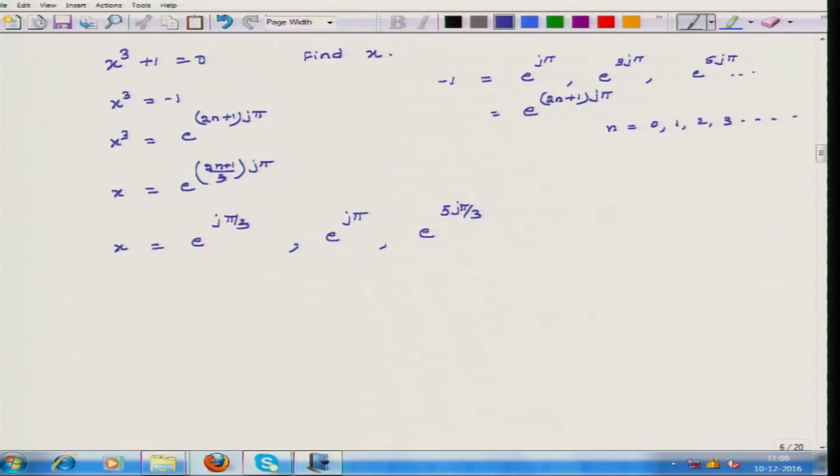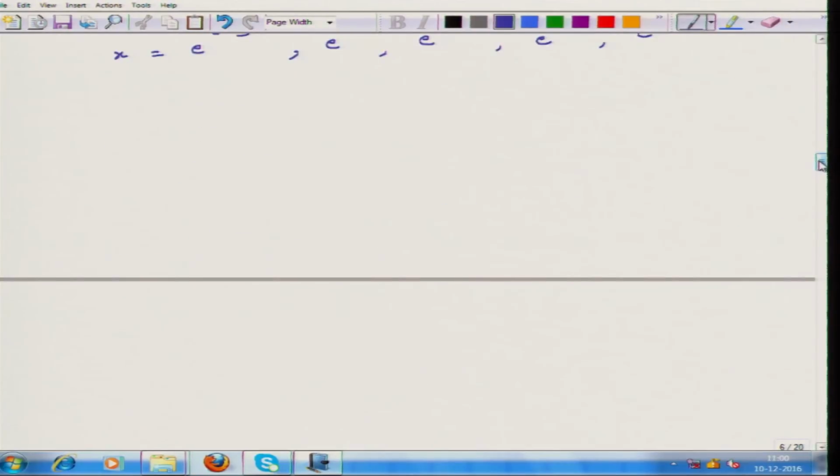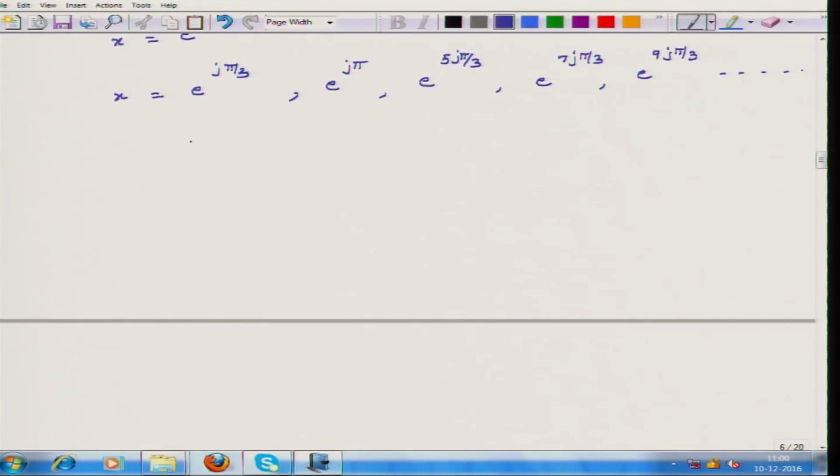When I put n equal to 3, then I get e to the power of 7j pi over 3. The next solution is 9j pi over 3, and so on and so forth. So, I am getting an infinite number of solutions. Now, let us look at what these solutions represent.